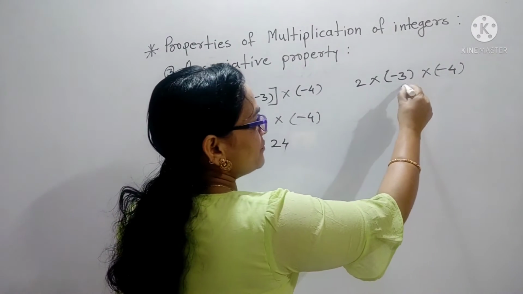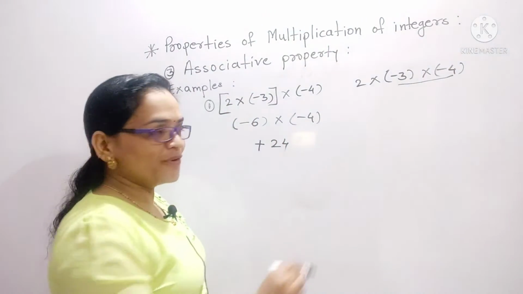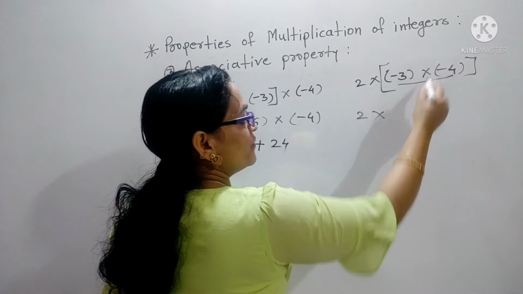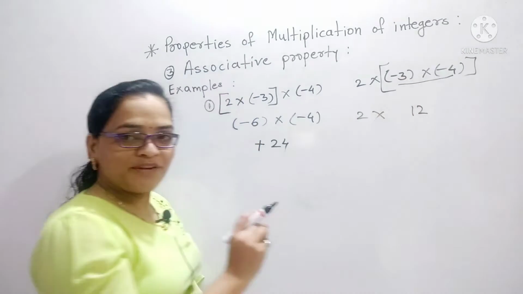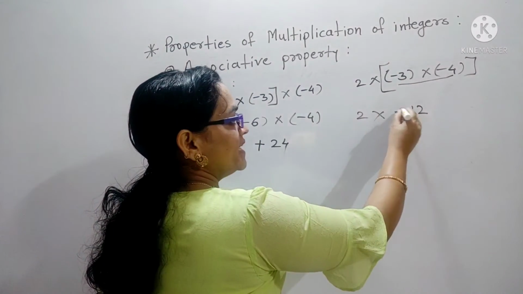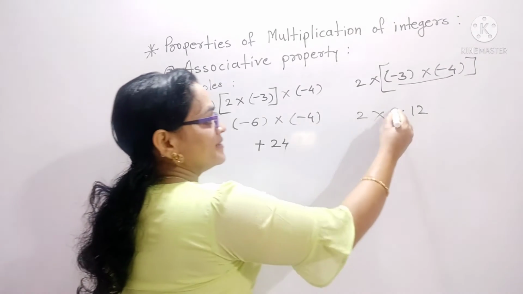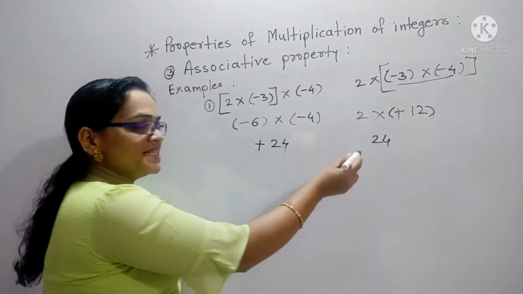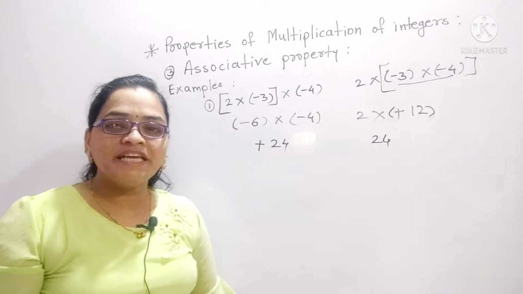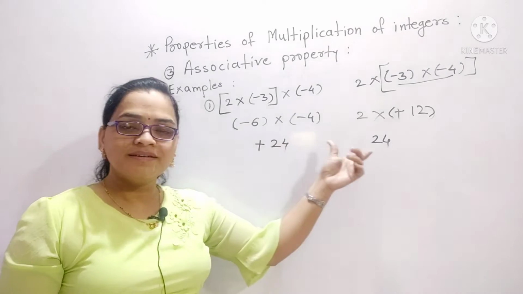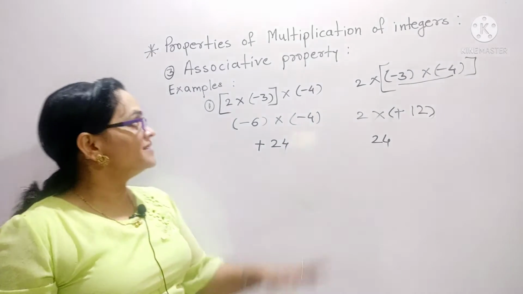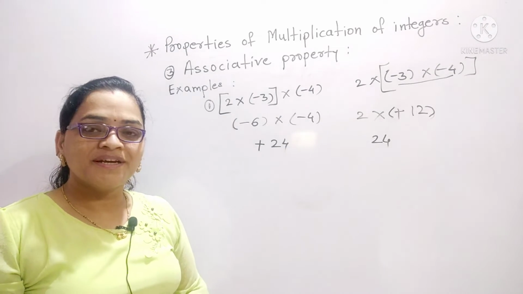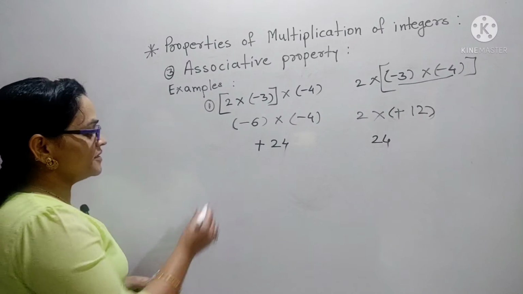Now here see, if we multiply first 3 into 4, means order changed, then 3 4s are 12. 3 has a minus sign, 4 has a minus sign, means the product will get a plus sign. Then 12 into 2 is equal to 24, means the product is same only. If we change its order, the product is same only, it will not change, and this is the associative property of multiplication for integers. Okay, next second example, see.